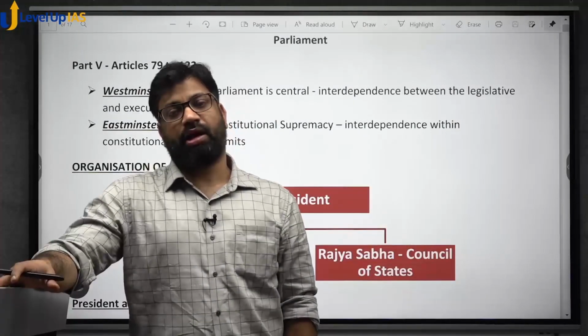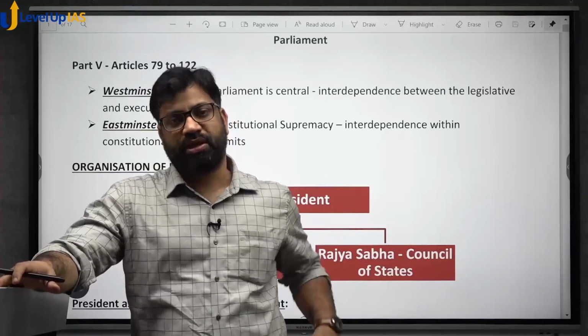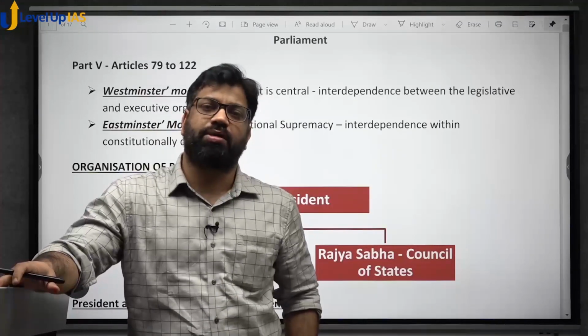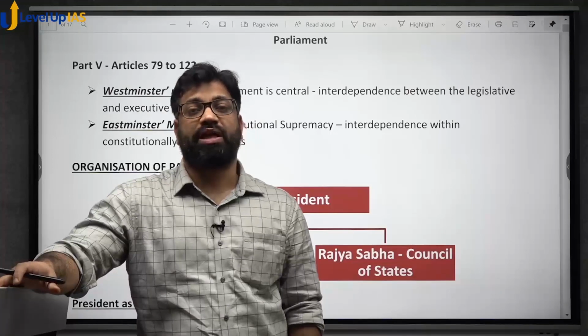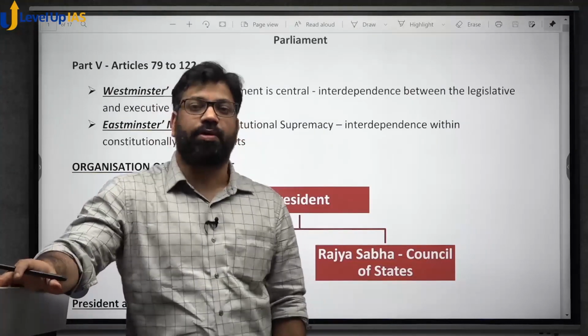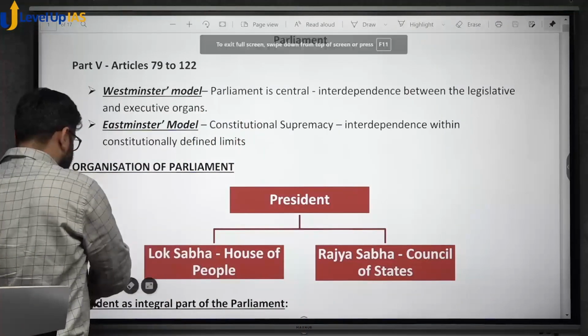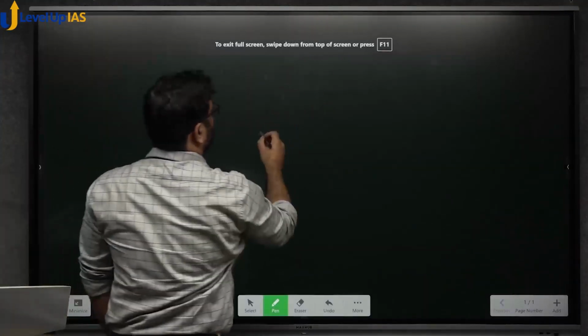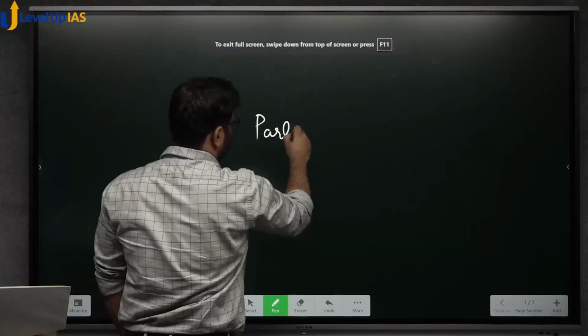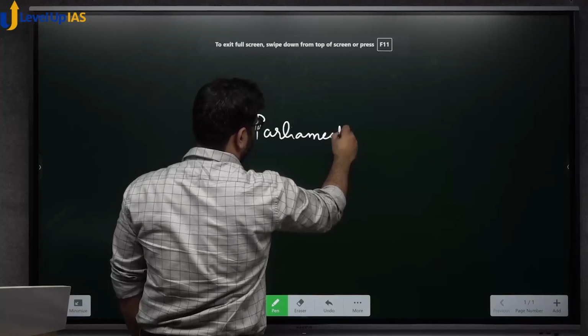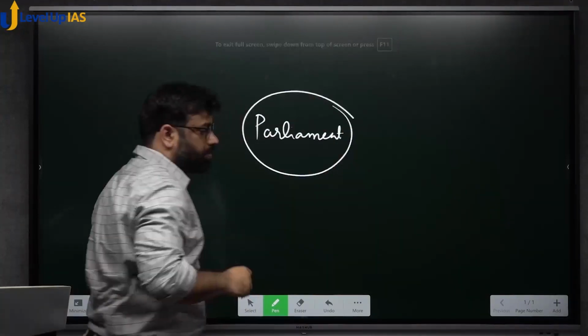Okay, so parliament comes from the word parley, which means to discuss. Now, what does the parliament do? The parliament represents the country, the people of the country. So if you basically see parliament, it represents the people of India.